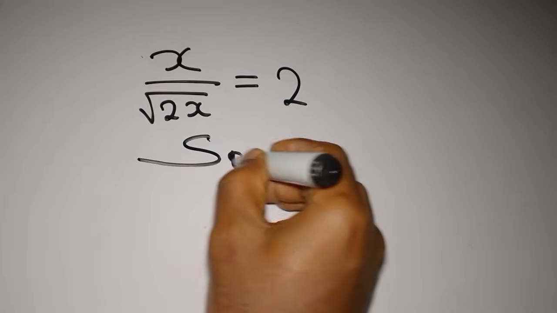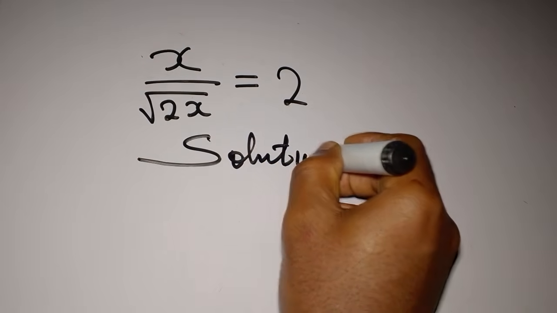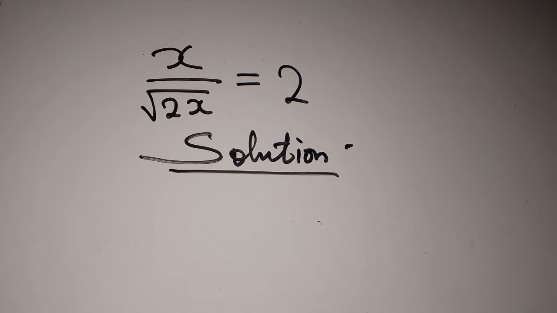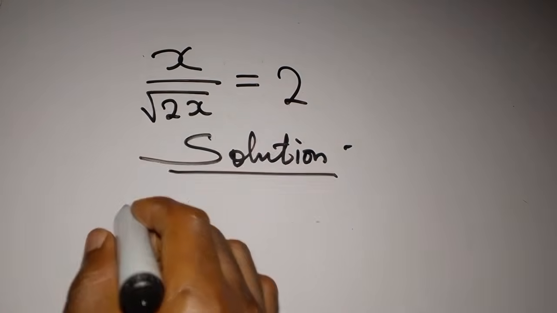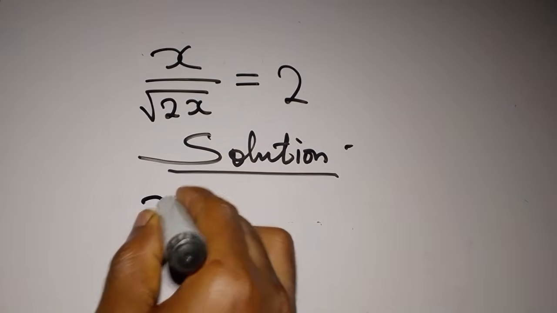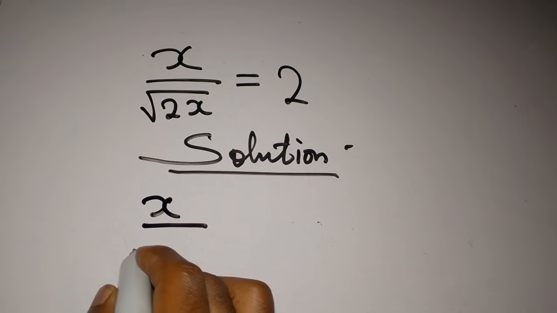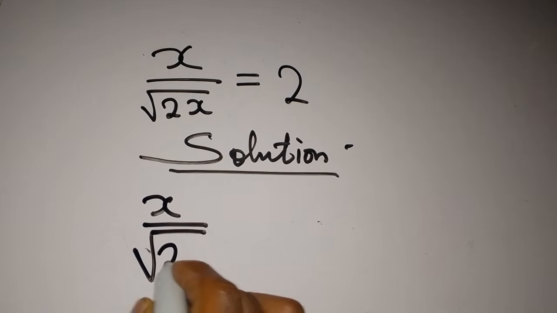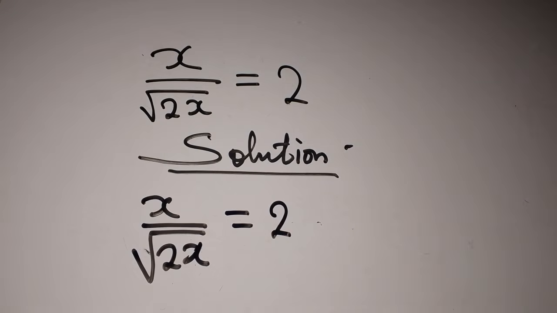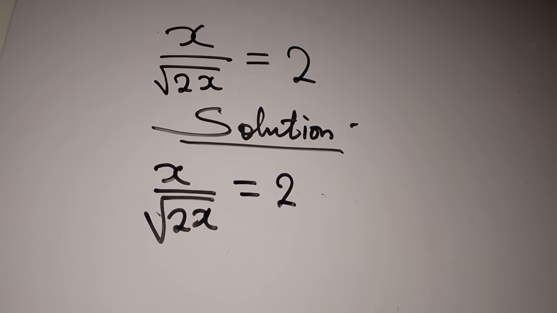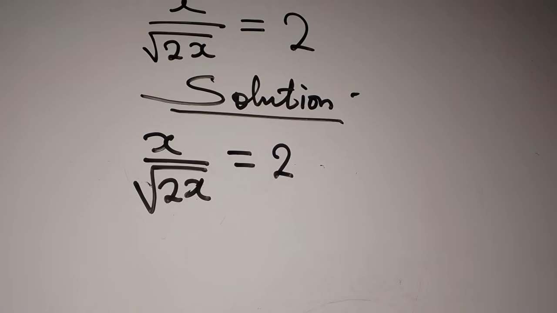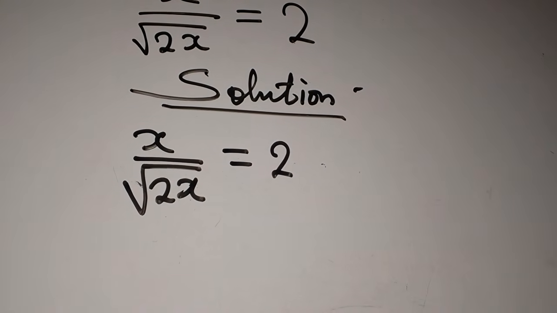I want to show you the two ways that you can solve this equation here. If you're ready, let's go. We have x divided by the square root of 2x equals 2. So to solve this problem here, we are going to square both sides of the equation.